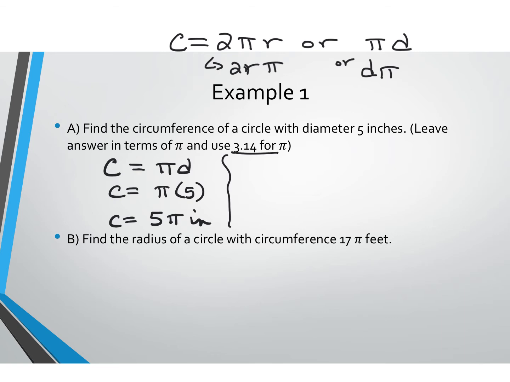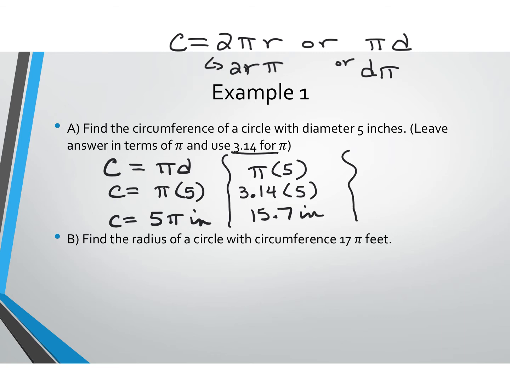Then the next time I do the problem, I'm now going to use 3.14 for pi. So now instead of leaving it as pi times 5, I'm going to take out pi, put 3.14, times it by 5, and this is going to give me 15.7. And again, they're still inches.